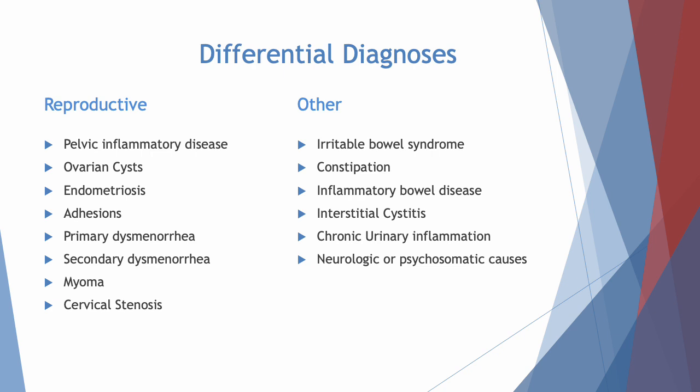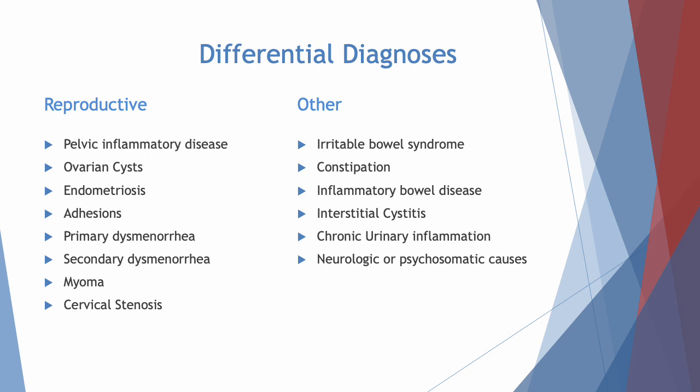So PN's symptoms of pain with her menstrual cycle, pain during intercourse, and family history of endometriosis indicate a differential diagnosis of pelvic inflammatory disease, ovarian cyst, endometriosis, adhesions, primary dysmenorrhea, secondary dysmenorrhea, myoma, cervical stenosis. And those are the reproductive kind of diseases.